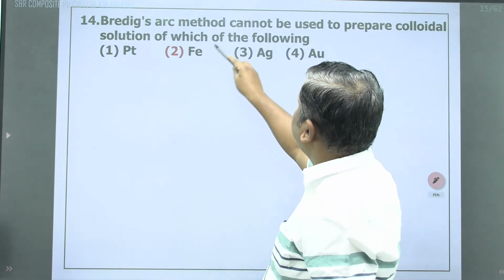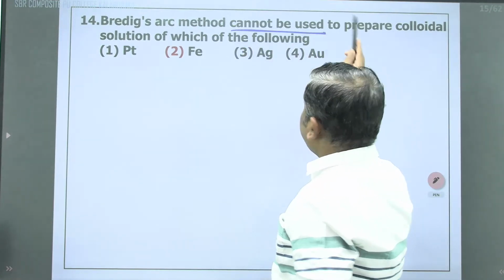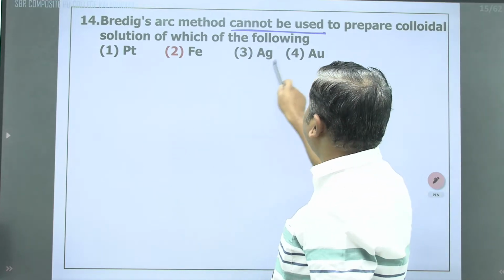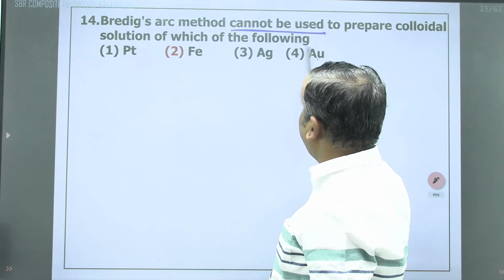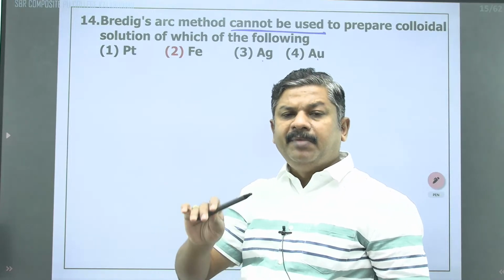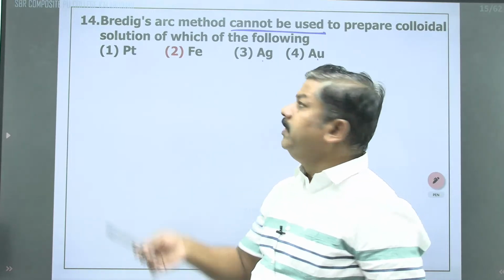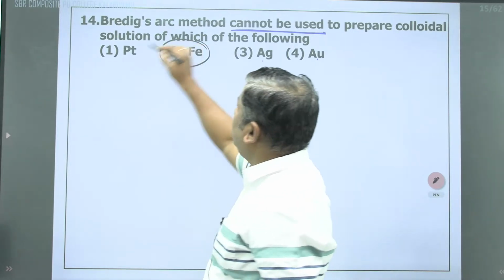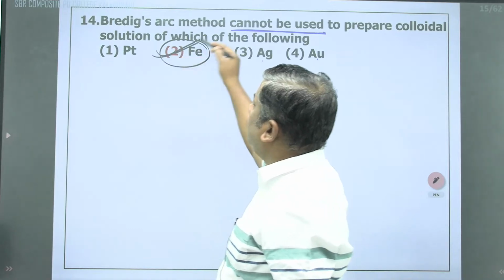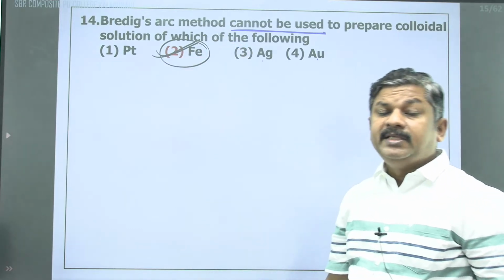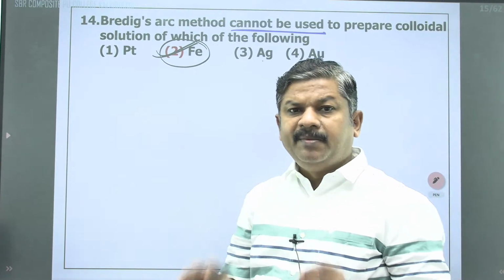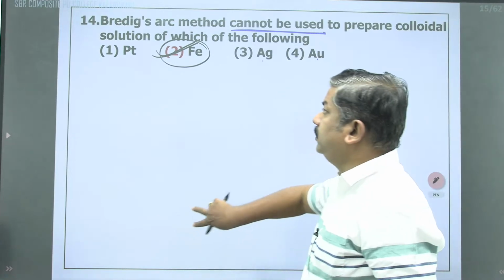Here the question is, Bredig arc method cannot be used for which? First one, platinum, a low reactive metal. Iron is a more reactive metal. Gold, Au, and platinum are found to be low reactive metals. Such metals can be converted into colloidal sols by using the Bredig arc method. But Fe is a reactive metal and can combine with water easily. So this particular metal sol cannot be prepared by the Bredig arc method. It is applicable only for metals that are less reactive in nature.